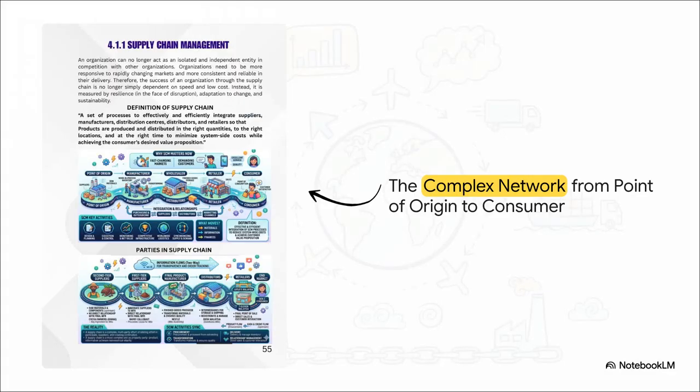If you map this out, you get this massive, complex network from the point of origin all the way to the consumer. It's pretty amazing. You can essentially trace a horizontal path and watch raw materials transform. They start at the origin, move through suppliers, get handed off to manufacturers, pass along to distributors, and finally hit the retailer. It's a continuous two-way street. Materials flow downstream while money and information flow upstream.